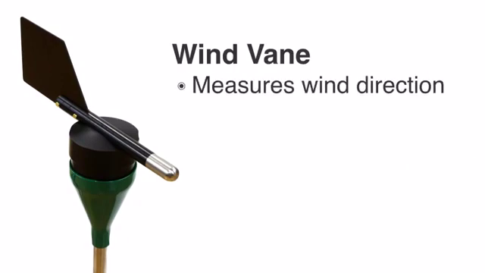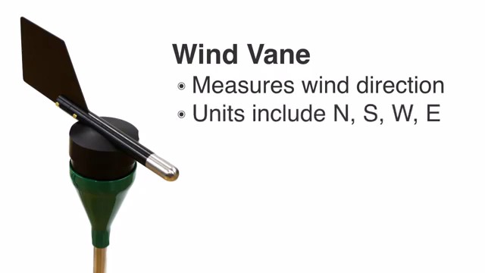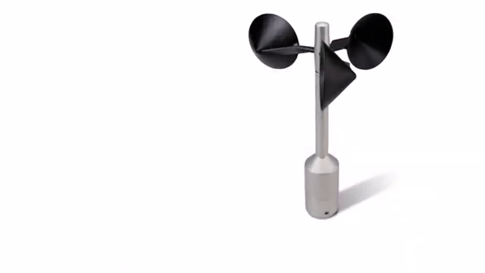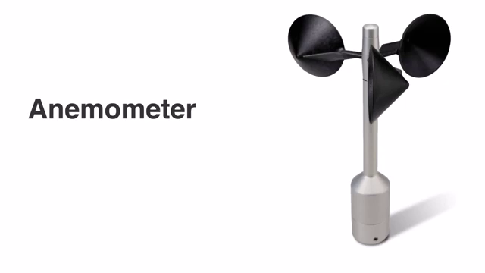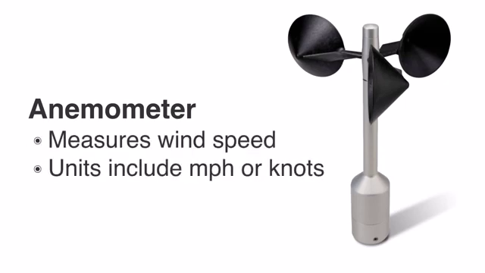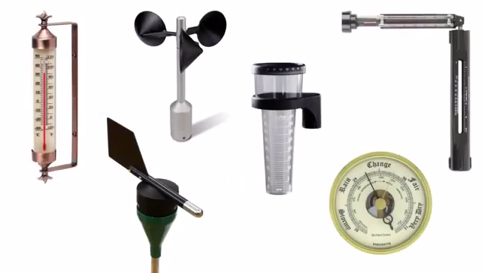This measures the wind direction, and it's going to be recorded in a compass direction such as north, south, west, or east. The final instrument also pertains to the wind, and it's called an anemometer. It's going to record the wind speed as either miles per hour or knots. And so there you have it, our 6 common weather instruments.